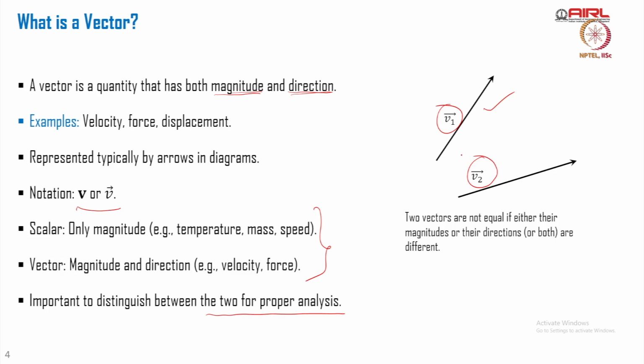So two vectors you can see here, one is vector v1, another is vector v2. These two vectors are not equal if either their magnitudes or their directions or both are different. If vector v1 and vector v2 are of the same magnitude, that means the same length, and in the same direction, that means they will be collinear like this, then and only then can we say that the two vectors are equal.